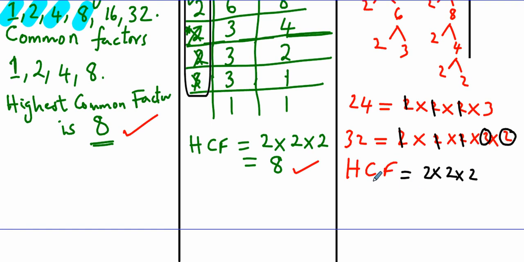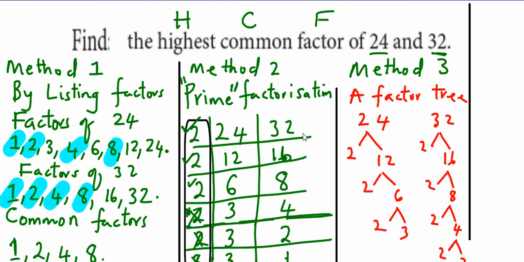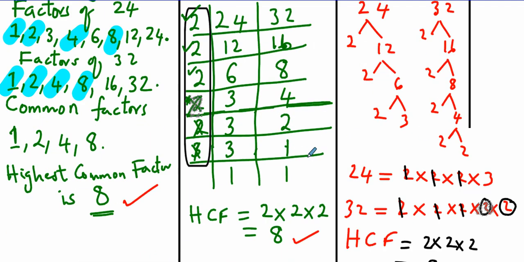It's a little bit different with the LCM. So HCF will be equal to 2 times 2 times 2. 2 times 2 is 4. 4 times 2 is 8. See that? So all the methods, we are getting the same answers. See that? So I hope this helps.